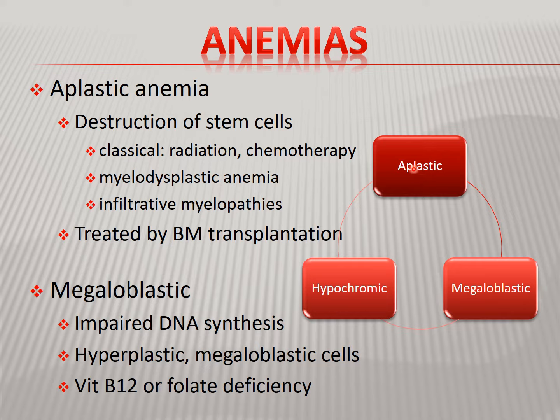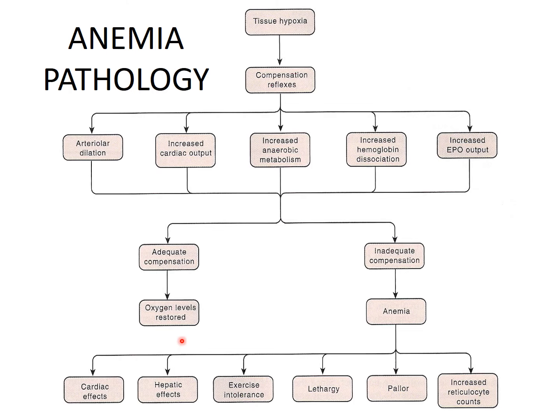The different examples of aplastic anemia: there's classical, myelodysplastic, and infiltrative. This is from radiation and chemotherapy. This is a virus or an infection, and this is some type of derangement in the DNA. All these probably best treated by bone marrow transplantation. Megaloblastic, you just don't have vitamin B12 or folate, just get vitamin B12 or folate and you're fine. Hypochromic was in there. If you don't have iron, just get iron.